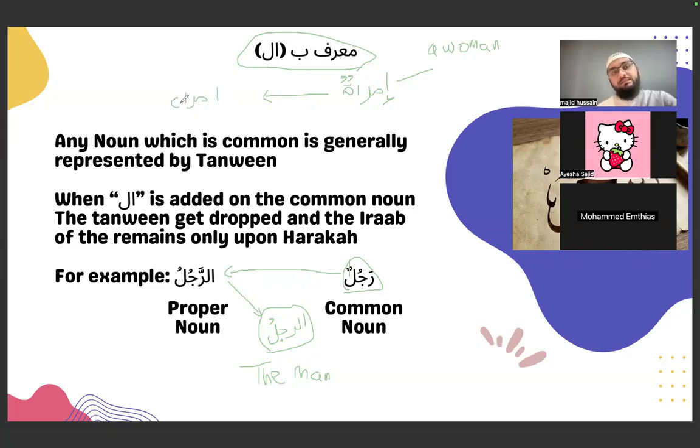from where? From the last letter. And then what should I do after dropping the tanween? Add dhamma. And then add al in the beginning, and I have added al in the beginning. The translation of this would be the woman. The woman that is specific in my mind. Out of all other women, when I said al imra'ah, it means now I have excluded other females, and there is a specific female in my mind which I am going to talk about in my sentence.